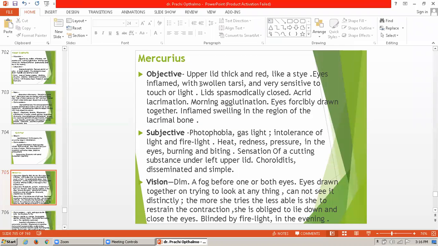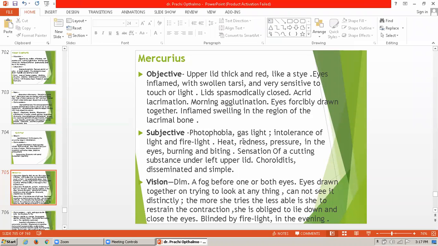Objective: the upper lid is thick and red, like a star, and the eyes are inflamed with swollen tarsi and very sensitive to touch or light. Lids are spasmodically closed. There is an acrid lacrimation and morning agglutination, so the eyes are forcibly drawn together. There is an inflamed swelling in the region of the lacrimal vein.